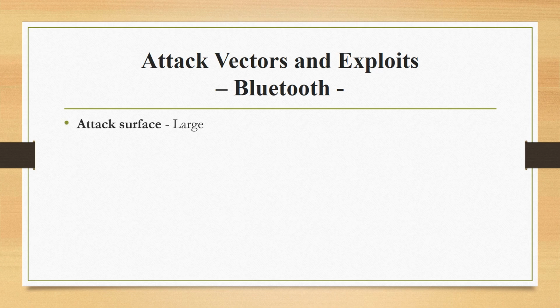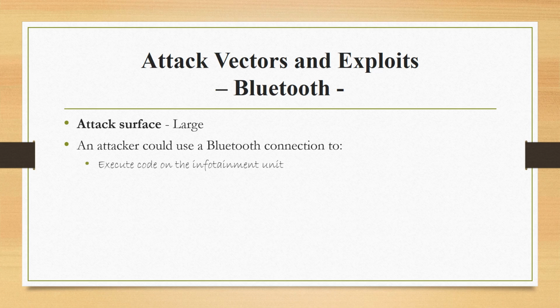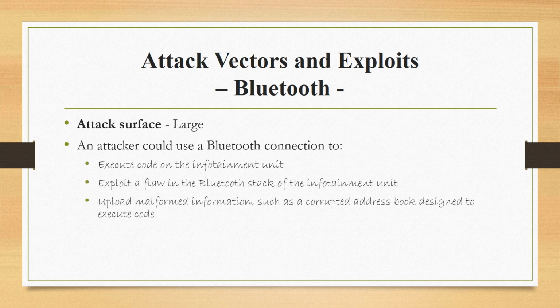Bluetooth. Attack surface large. An attacker could use a Bluetooth connection to execute code on the infotainment unit, exploit a flaw in the Bluetooth stack of the infotainment unit, upload malformed information such as a corrupted address book designed to execute code, access the vehicle from close ranges less than 300 feet, jam the Bluetooth device.